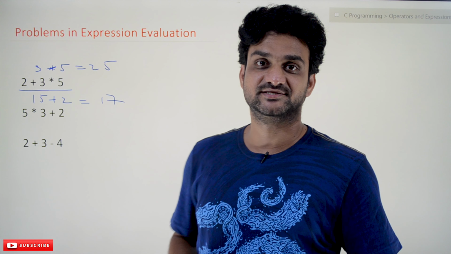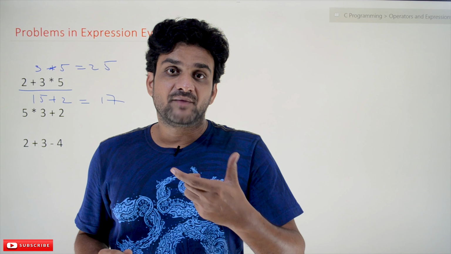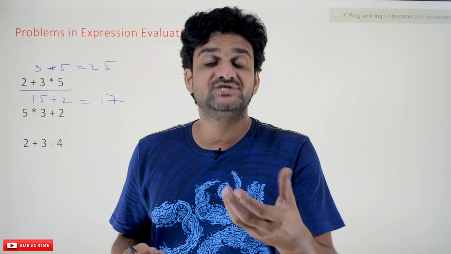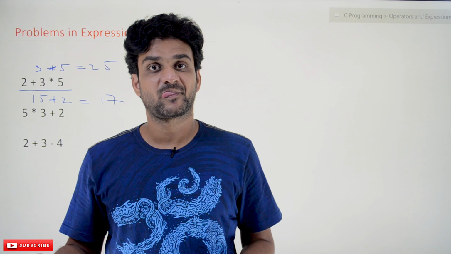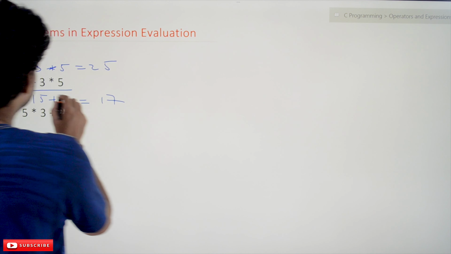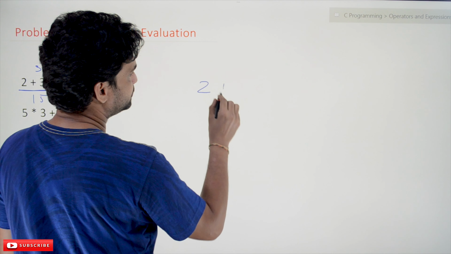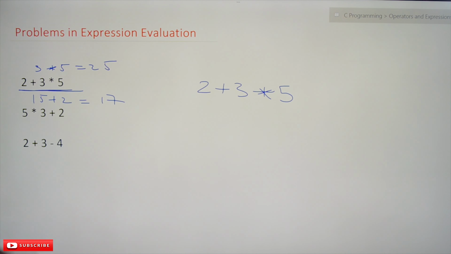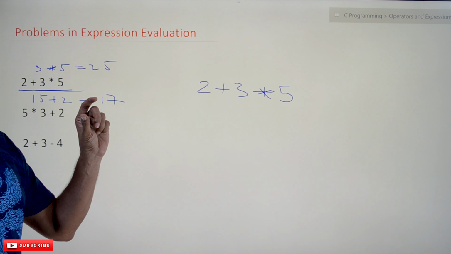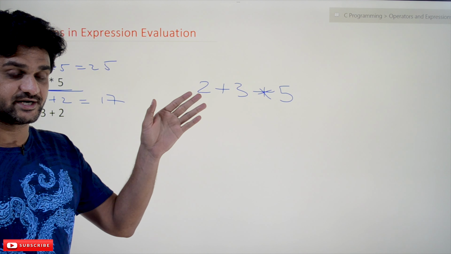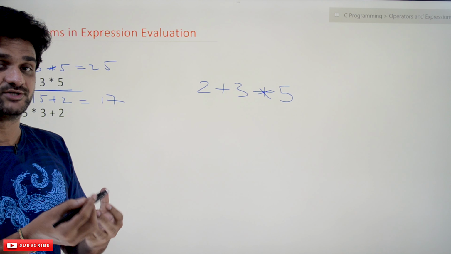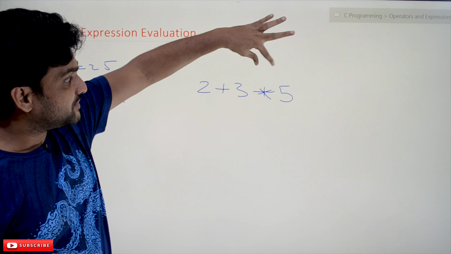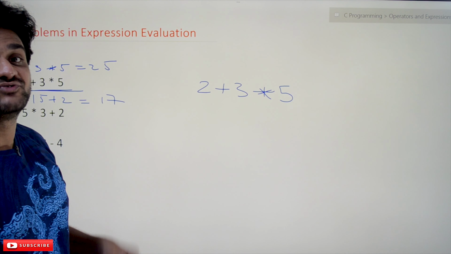What is meant by precedence? An operator will have more precedence, more importance, when compared to the other operator. What that means is, for example, consider this expression: 2 plus 3 into 5. Based upon the precedence of the operators, the expression will get evaluated. Any mathematical expression will get evaluated by using the precedence of the operators. Which one has the highest precedence?